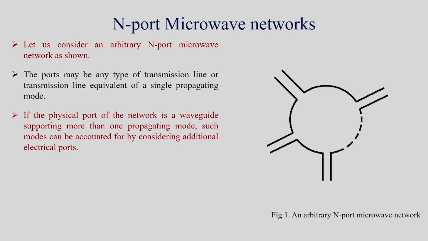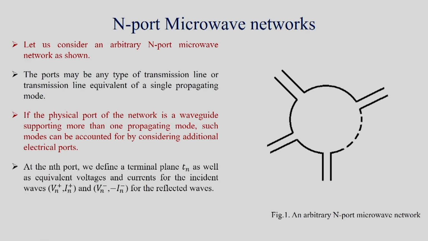If the physical port of a network is a waveguide supporting more than one propagating mode, so in many cases it might happen that the single physical port is supporting more than one propagating mode. In such cases, the modes can be accounted for by considering additional electrical ports. So, we can increase the number of ports accordingly.